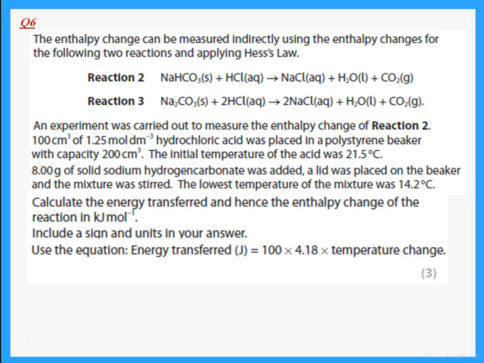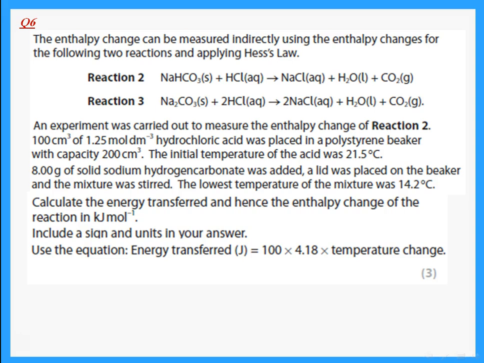Okay, this is another type of question. The enthalpy change can be measured indirectly using the enthalpy changes for the following 2 reactions. So he has 2 reactions and he's giving the delta H and he's trying to find the delta H of a third reaction. So we say that an experiment was carried out to measure the enthalpy change of reaction 2. Can you see which one is reaction 2? It's the reaction of sodium hydrogen carbonate with hydrochloric acid. He's saying 100 centimeter cubed of 1.25 mole per decimeter cubed hydrochloric acid was placed in a polystyrene beaker with capacity 200 centimeter cubed.